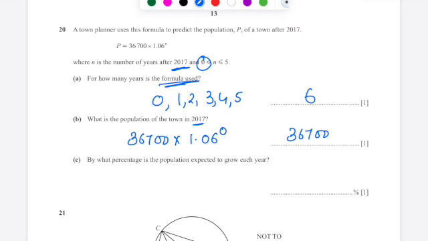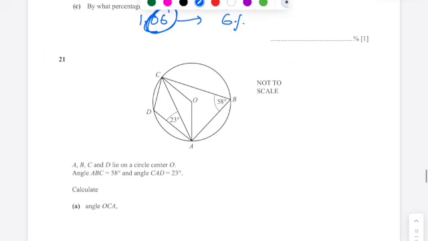By what percentage the population is expected to grow? Because I am taking 1.06, this is going to be 6%. 1.06 is there, that 0.06 is the increase, so which is going to be 6%. Question number 21. ABCD lie on a circle at center O, then angle ABC is 58, angle OCA.